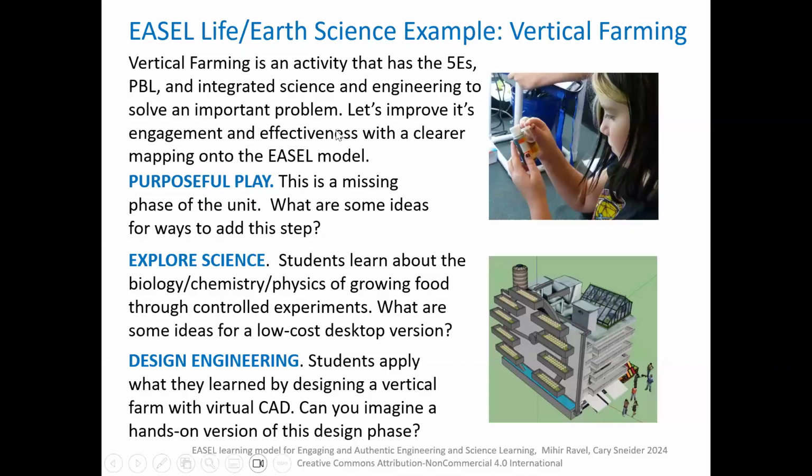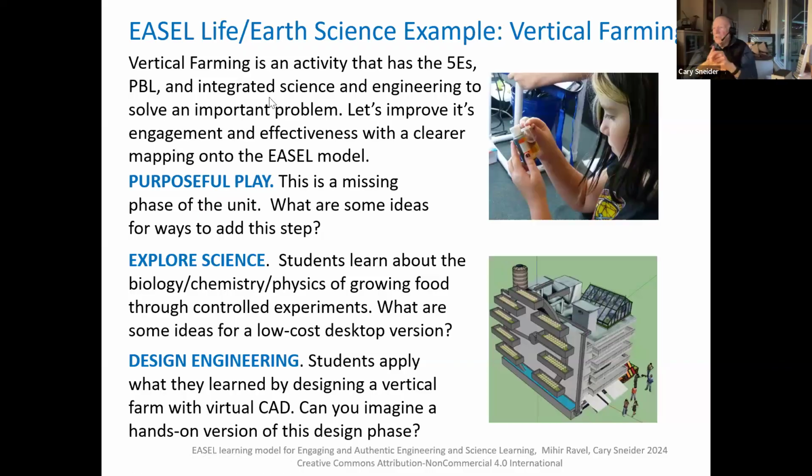Okay, so one of the things that we were concerned about with this particular set of activities: purposeful play is usually the way we like to start, a simple model to get the kids engaged, like a make activity. And this seemed to be missing from this activity. We started with videos and so forth about the problem to solve, to get them motivated, but not a particular activity. Were there any ideas out there that anybody might have to suggest something we may start with?